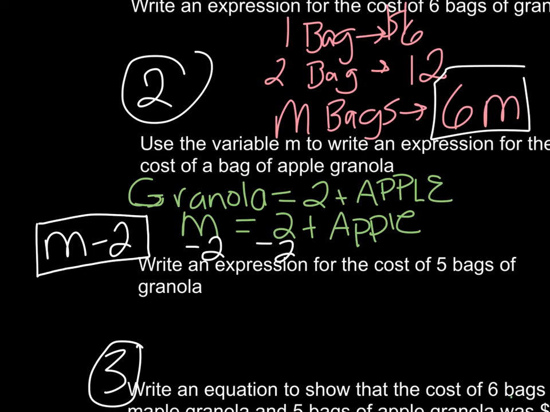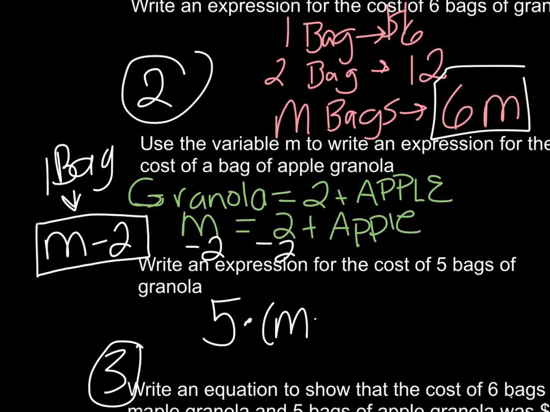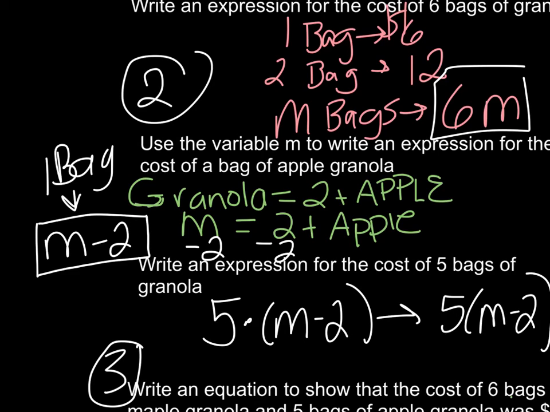All right, how would you pay for 5 bags of apple granola? For one bag, we know it is equal to M minus 2. So for 2 bags, it's going to be twice that. For 3 bags, it's going to be 3 times that. So for 5 bags, it's going to be 5 times M minus 2. Or you just write it as 5 parentheses M minus 2.